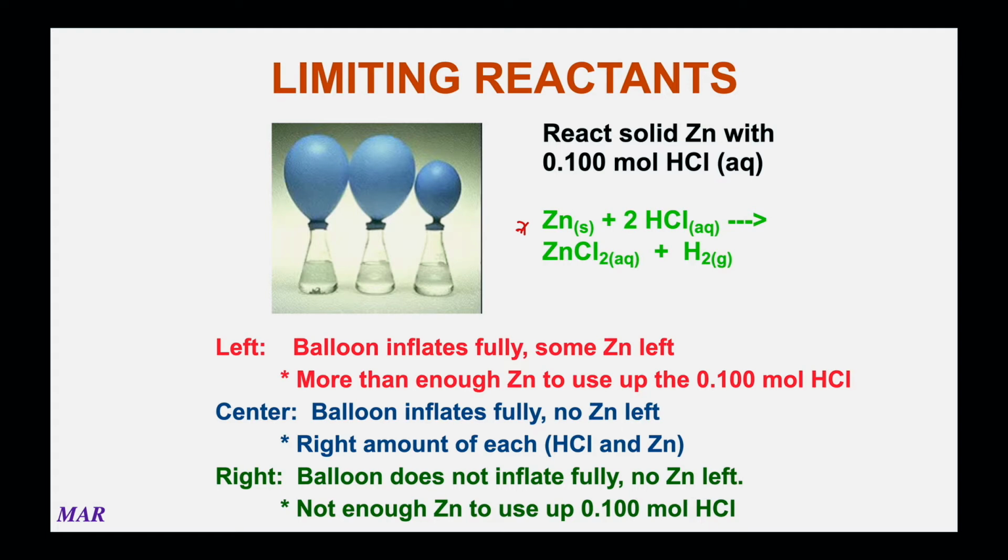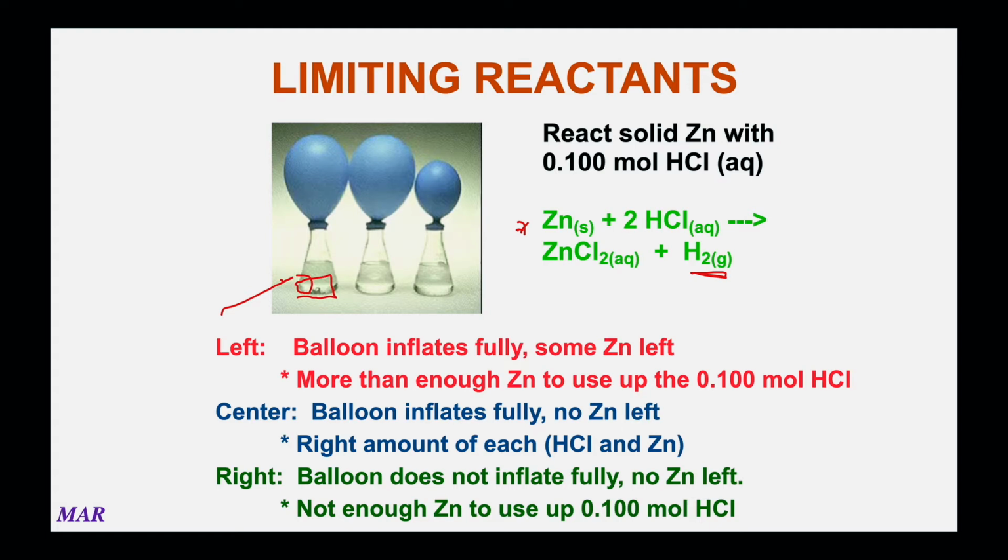Now, the size of the balloon is indicative of how much gas is made. So you'll see on the right-hand side, the balloon is pretty small, but the middle and the left balloons are both about the same volume, all right? You'll also see, if you look at the bottom, right about right there, there's a little bit of zinc left in that one, okay? And there isn't any solid zinc left over in the other 2.